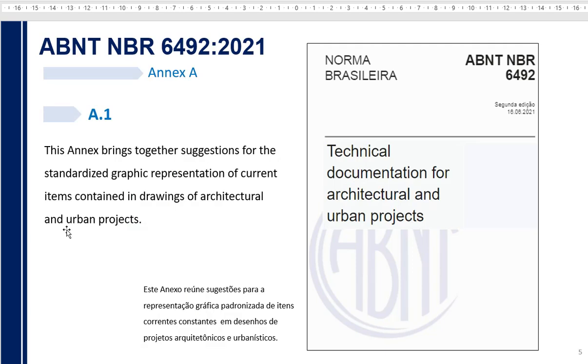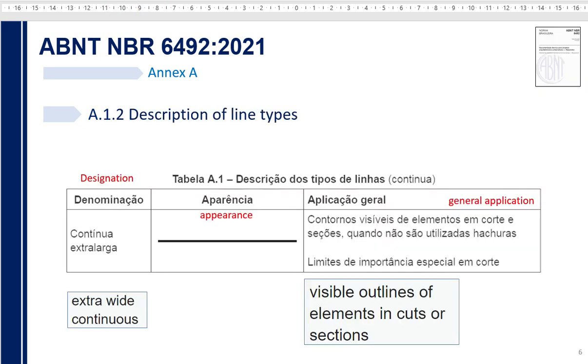There are several attachments or annexes in this standard. The first one we are seeing right here is the A1, and this annex brings suggestions for the standardized graphic representation of current items contained in drawings of architectural and urban projects.